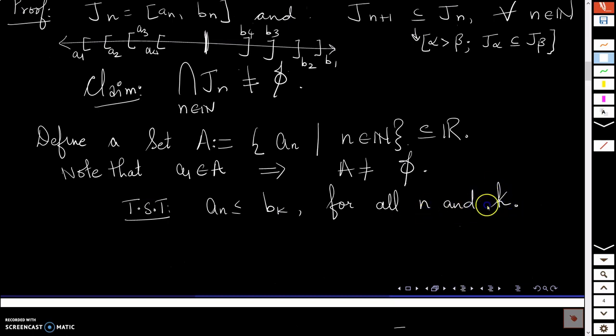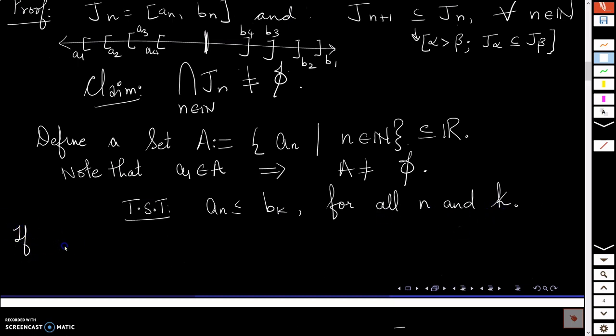Okay, for all natural numbers n and k, each An is less than or equal to each Bk. That means if you pick any B here, it will be bigger than or equal to every A from here. Alright. So that depends on k and n. Now I have two natural numbers with me, so we will look at different cases based on k and n.